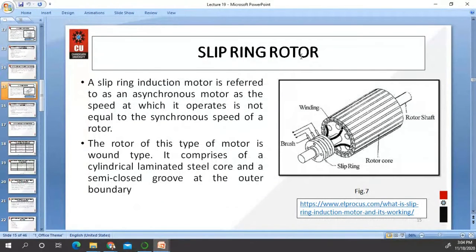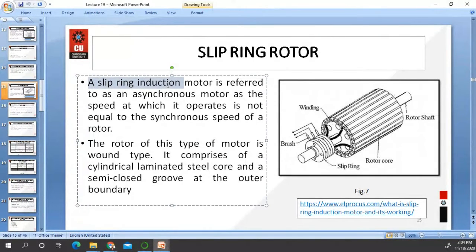Then slip ring rotors. A slip ring induction motor is referred to as an asynchronous motor as the speed at which it operates is not equal to the synchronous speed. What do we mean by asynchronous? As the name suggests, the rotor and stator have different speeds. Slip is equal to Ns minus Nr divided by Ns, the difference between the synchronous speed and the actual speed.